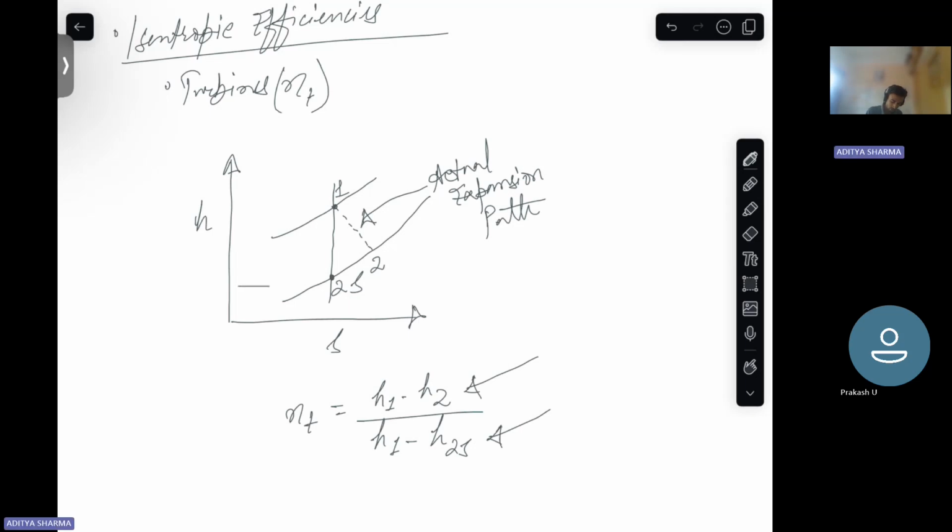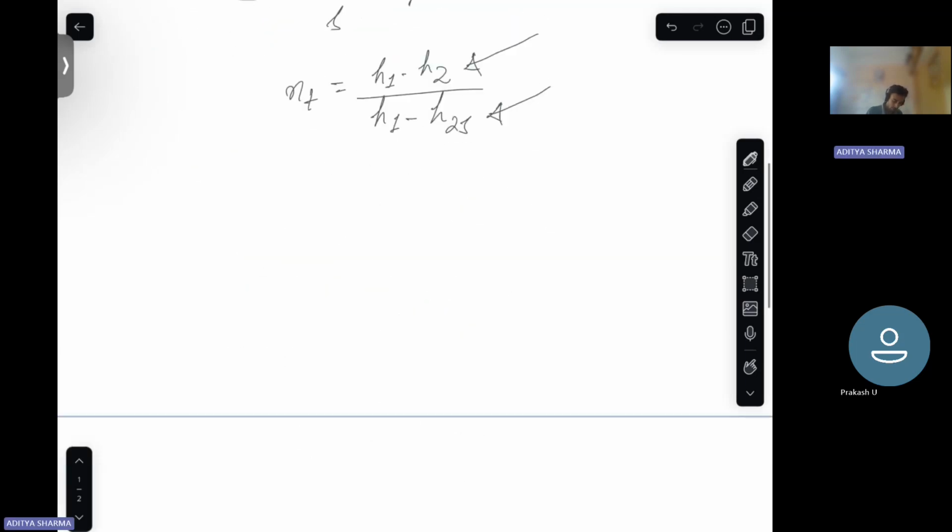You can show it here also. Just see this and you see this. So this is h1 minus h2, and this one is h1 minus h2s. So this is for turbines.